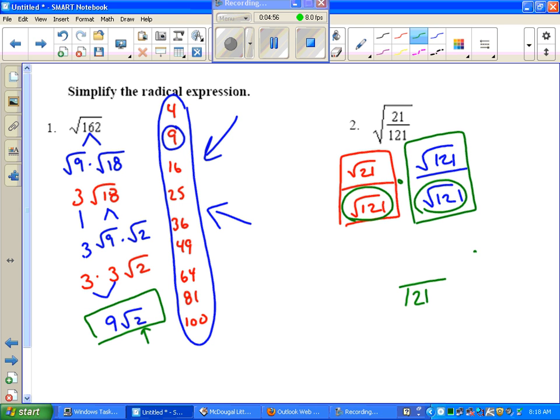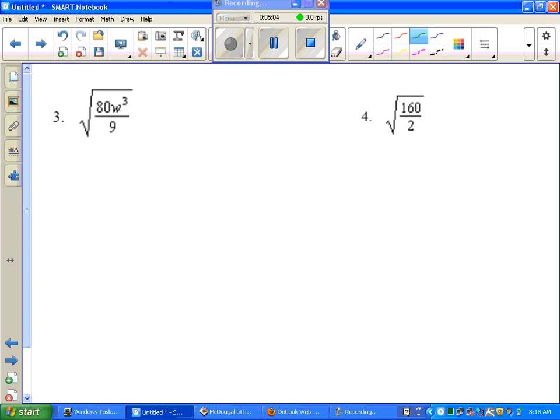At least multiply the bottom over itself, and it'll get rid of that radical, but we won't go any further with number 2. So let's consider that one a bonus. Same thing with number 3. That one snuck on there as well, so we'll consider both of those bonuses. Number 4 is the square root of 160 over 2. We can do this one, in fact.